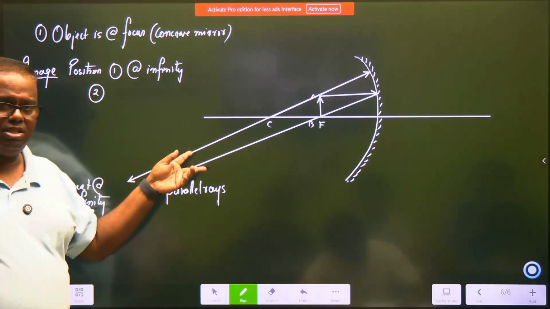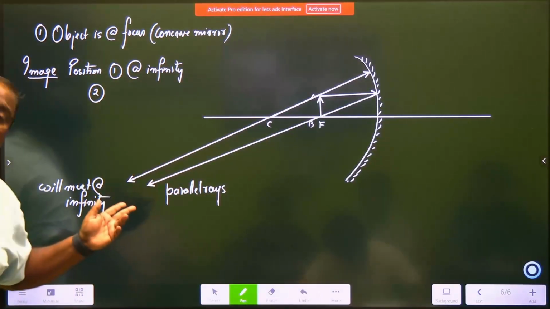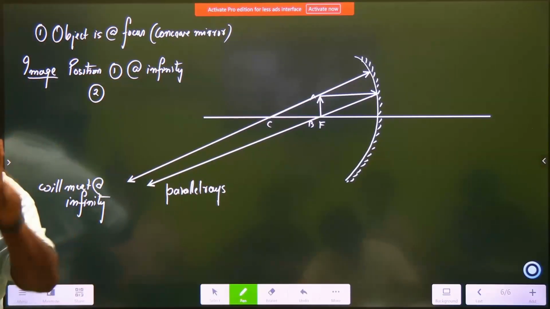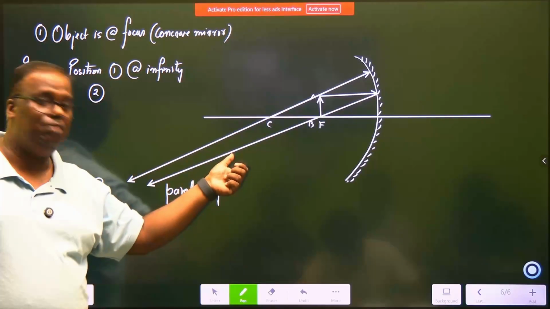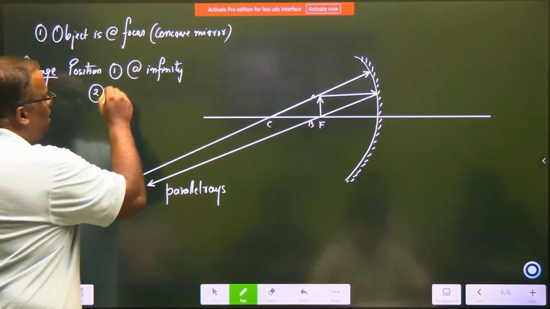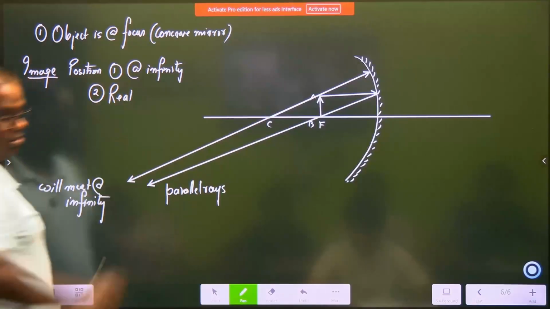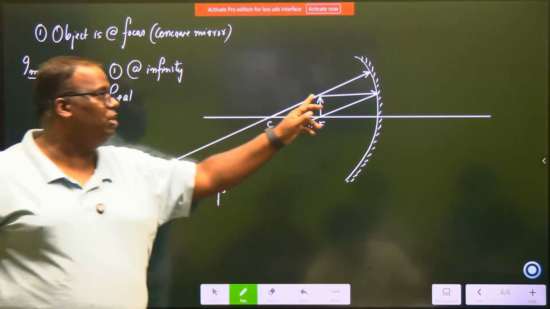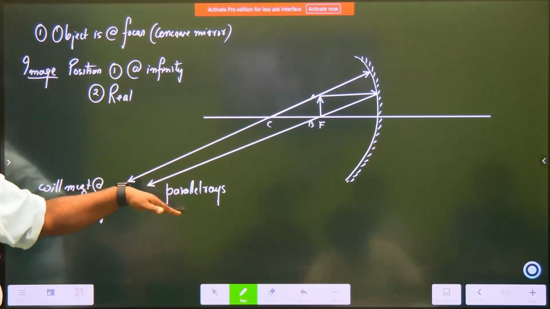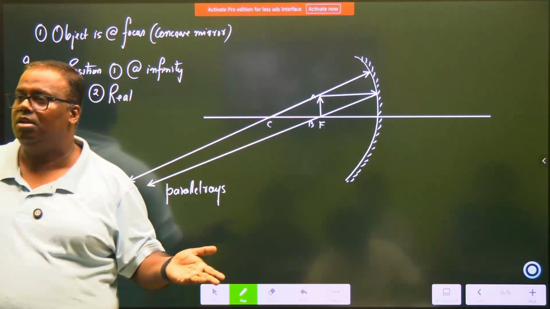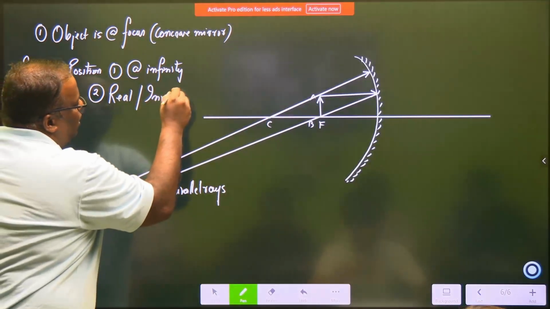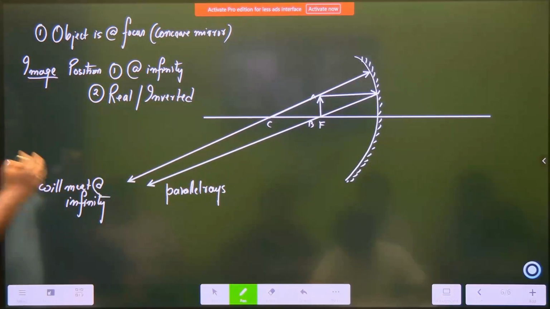Are these real rays? These are real rays. And I said they will meet sometime at infinity. So if some meeting happens, the meeting is definitely by real rays, not by dotted rays. That means my image will be real. These rays have originated from the head of the object, and the head of the image is coming below the principal axis. So my image will be inverted. Very good. And now just look at the size.